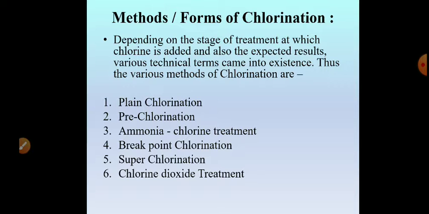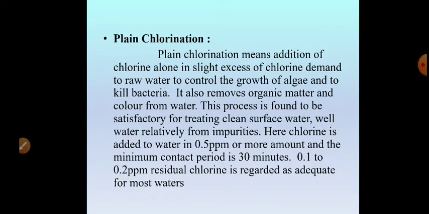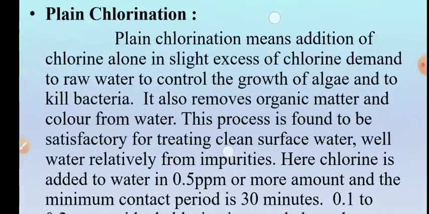Now depending upon the stage of treatment of water where we add chlorine and the expected results, various technical terms have come into existence. So the various forms of chlorination include plain chlorination, pre-chlorination, ammonia chlorine treatment, breakpoint chlorination followed by superchlorination, then chlorine dioxide treatment. There is one more method, that is the double chlorination method. Now let us discuss what is plain chlorination.